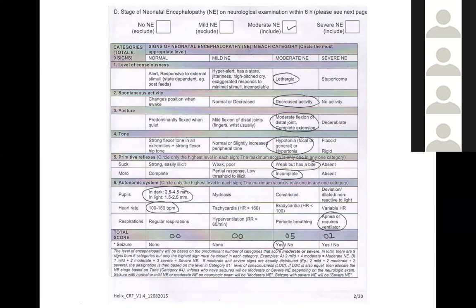Now, the cooling criteria is that you should have three or more scores under moderate or severe. That is the criteria that has been established for cooling therapy. Now, what do we do if the scores are the same, three and three, in two of these? Then you go by the level of consciousness. Whichever has the highest, you allocate that one. So that's how we do the NICHD scoring.